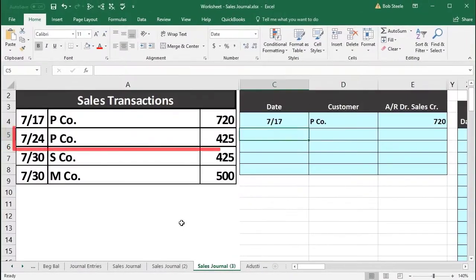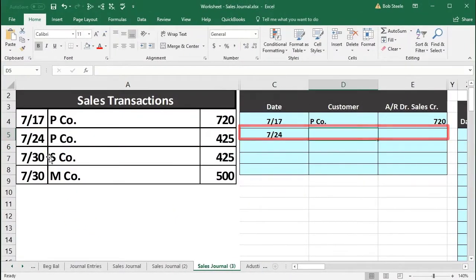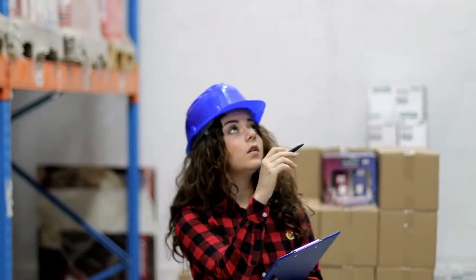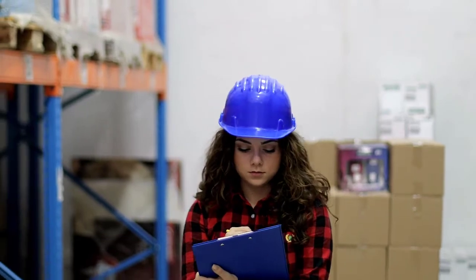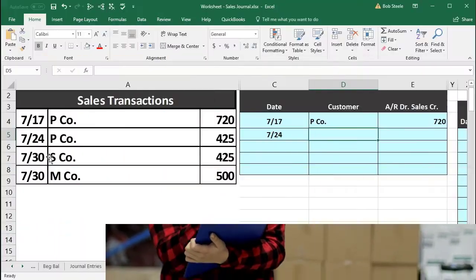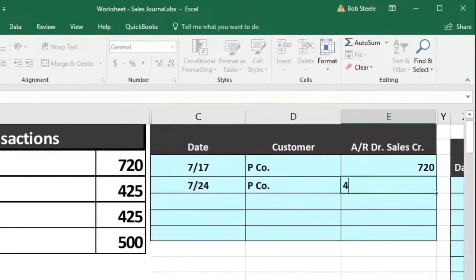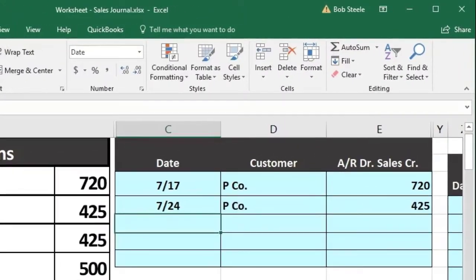The next one is just going to be the same thing, 724, 724. There was another sale that was made. It's a service sale, not selling inventory. So we could call it fees earned journal, but it's typically called the sales journal. And we're going to say this is also to P company. And that was 425. So that's all we have to record.